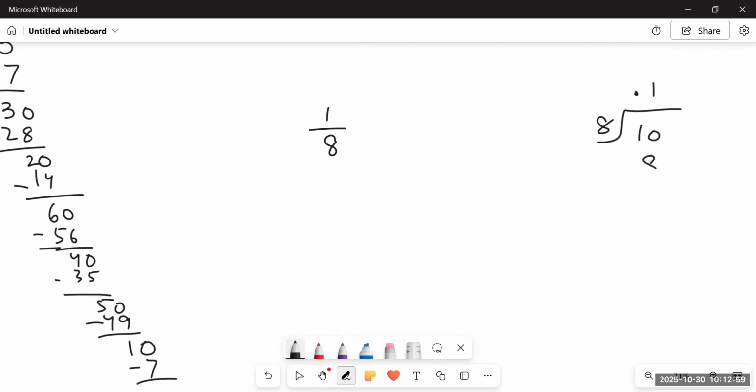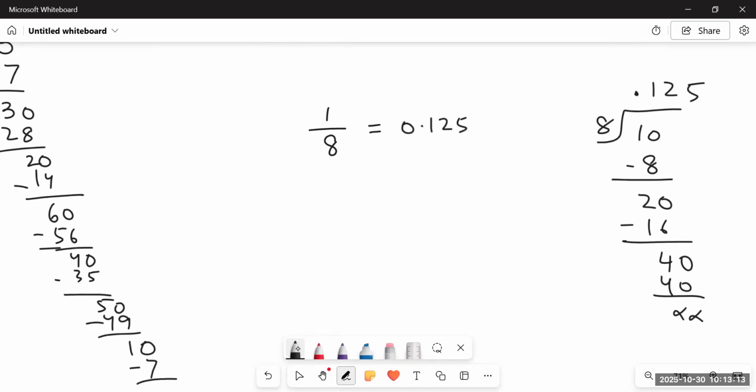8 ones are 8. 2 is the remainder. We'll put a 0. 8 twos are 16. Here comes 4. Put a 0. 8 fives are 40. No remainder left. So it's 0.125, and that's a terminating one.